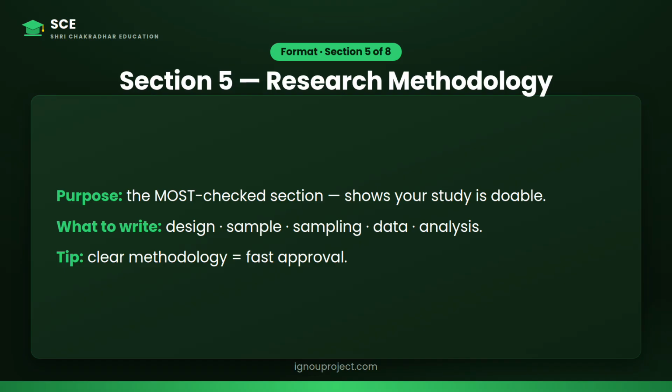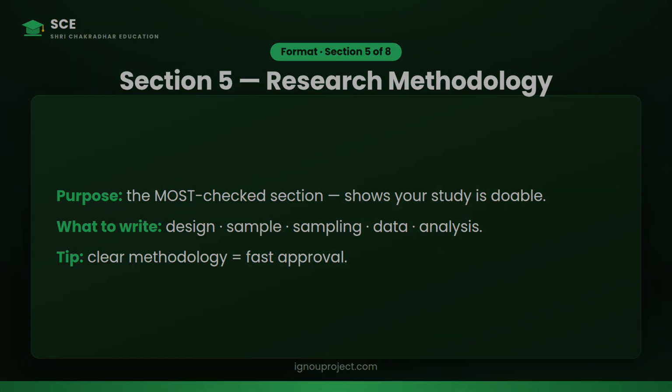2. Who is your population and what is your sample? For example, 100 employees of a selected company. 3. What sampling method will you use, such as convenience or random sampling? 4. How will you collect data? Through primary sources like a structured questionnaire or interviews, and secondary sources like company records and reports. And 5. How will you analyze the data? Using percentages, frequency tables, charts, averages, or simple correlation. When all 5 are clearly stated, your methodology is approval ready.